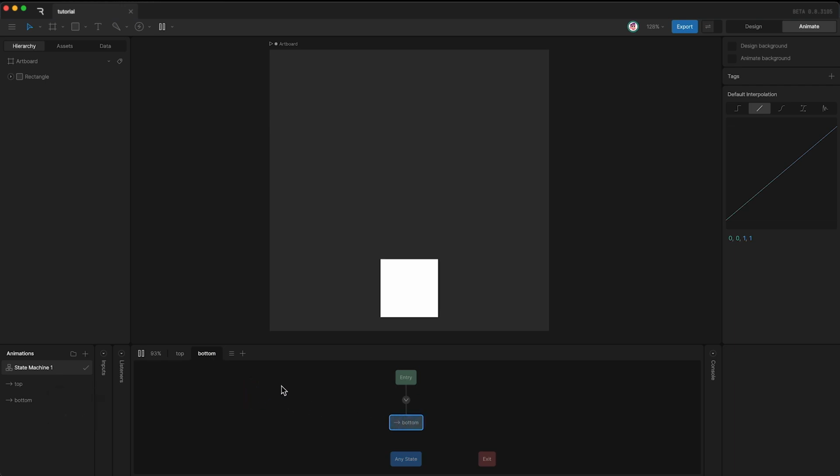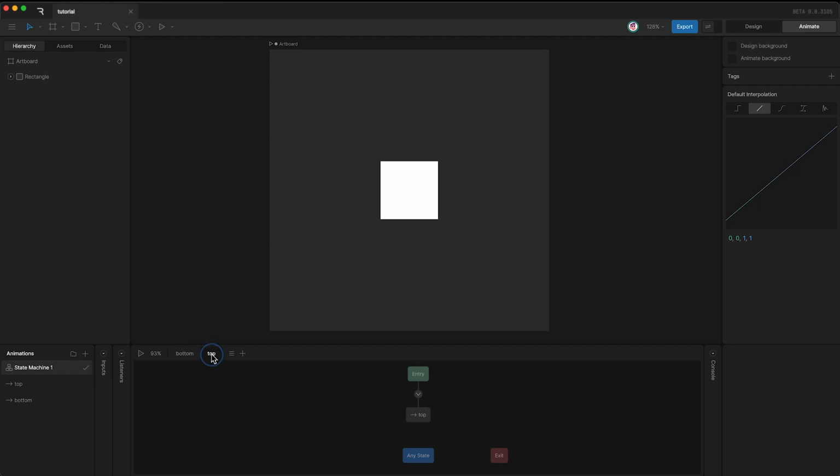As you can see, the animation that plays is the timeline where it's at the bottom. Why is this? Well, Rive has a rule. The state machine layer on the right takes precedence. So if I was to switch the order of these state machine layers around and press play, now it's the timeline where the square is at the top that is playing.